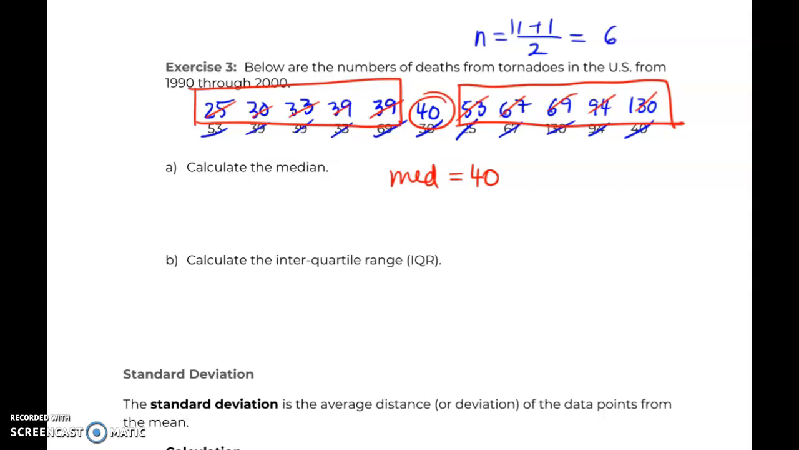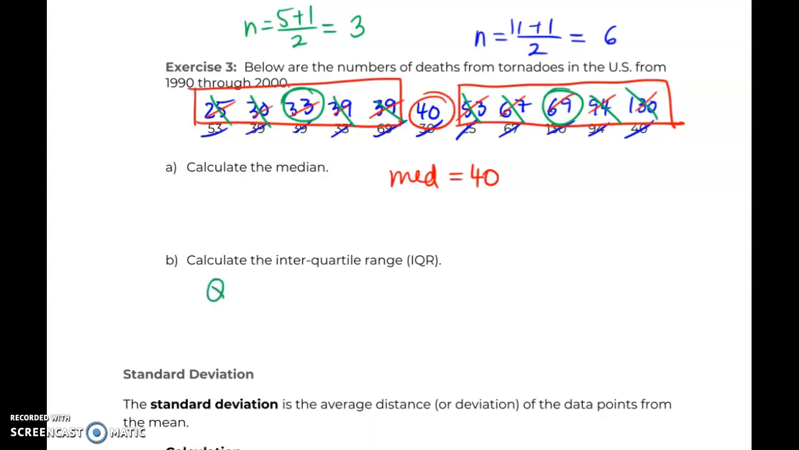So we could do 5 plus 1 divided by 2, which is 6 over 2, or the 3rd value from the lower end. Or we could simply cross out from the bottom and the top until we end up with just one value in the middle. So keep in mind when you're finding the median, or when you're finding Q1 and Q3, if you have an even number, you always have to average the 2 middle values.